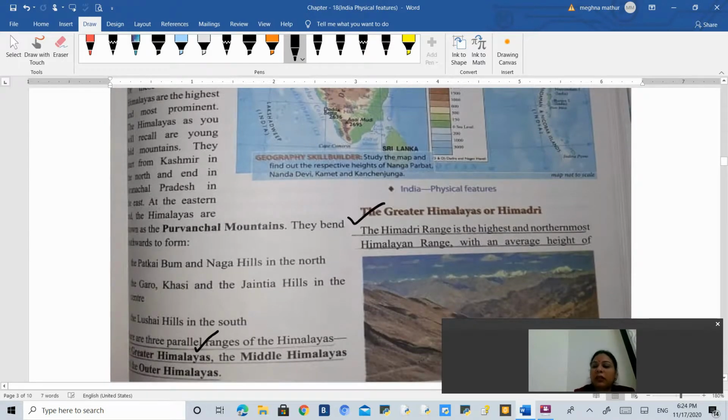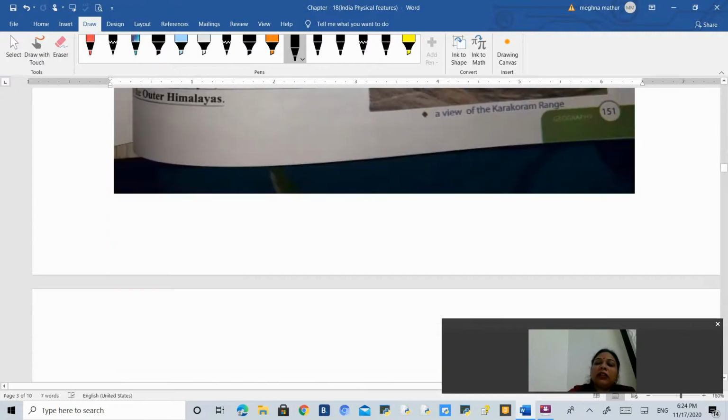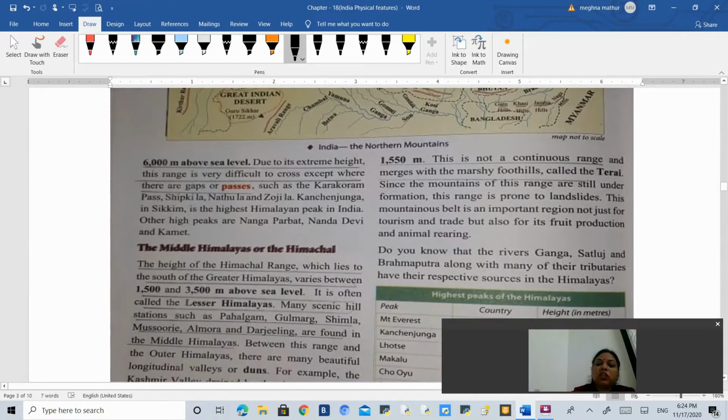The first one is the Greater Himalayas, which is also called Himadri. Himadri or Greater Himalayas, both are the same. Himadri is the highest mountain range, in which we have Mount Everest, and most of the part is covered by Nepal. The height of the mountain ranges which you will find in Himadri is 6,000 meters above sea level. Whenever we measure height, we measure from sea level to the top of the mountain. And because it is very difficult to cross, there are so many passes in order to cross these mountains.